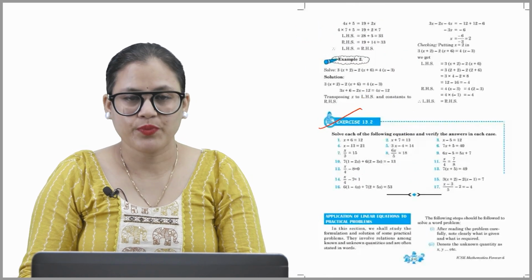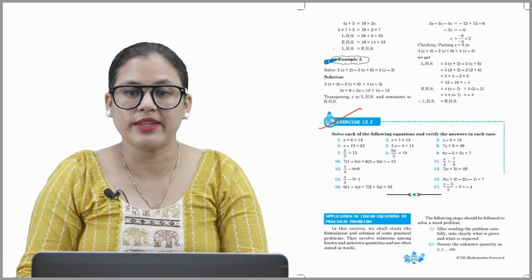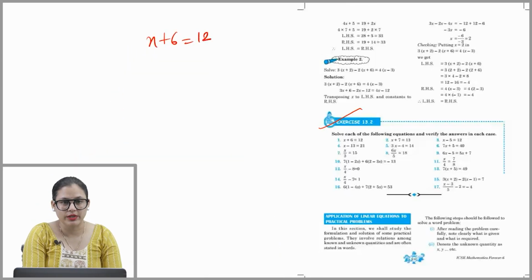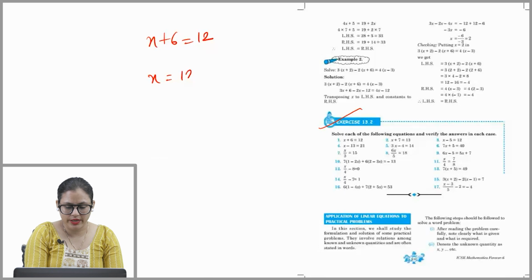Exercise 13.2: solve each of the following equations and verify the answers in each case. x plus 6 is equal to 12. x is equal to 12, and we will transpose 6 to the right hand side, so minus 6. x is equal to 6.